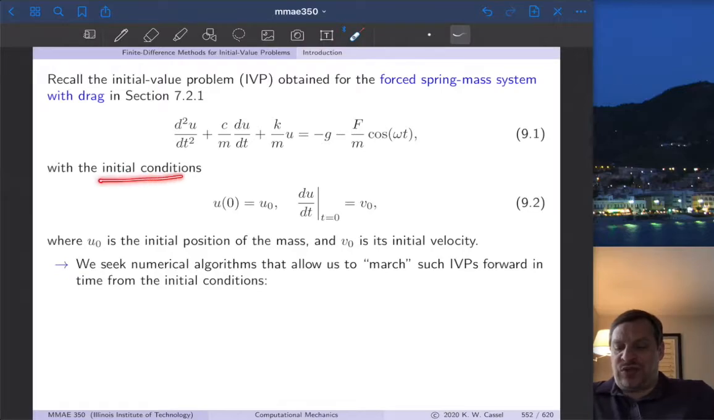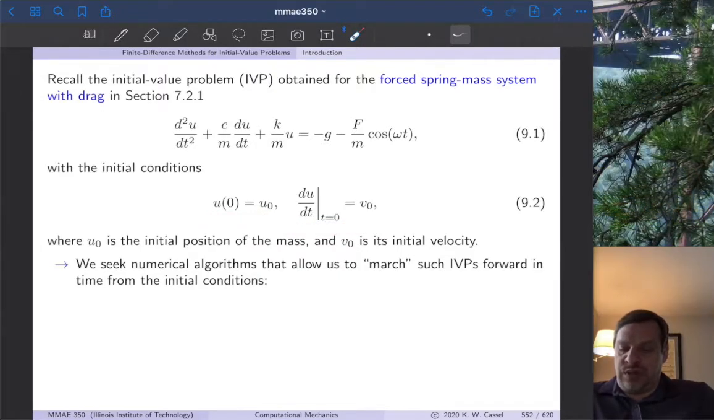And now we have initial conditions rather than boundary conditions. So the boundary conditions were on either end of the domain, and now we have initial conditions that apply at t is equal to 0. So typically we'll have a position and a velocity. Of course, velocity being the time derivative of the position.